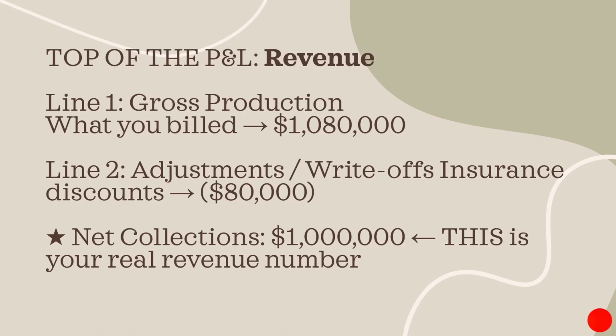What's left after subtracting those adjustments is your net collections, the actual cash your practice received. That's $1 million in this case, and that is your real revenue number. Everything else on this document is measured as a percentage of net collections, not your gross production. This distinction alone clears up confusion for almost every dental practice owner I work with.